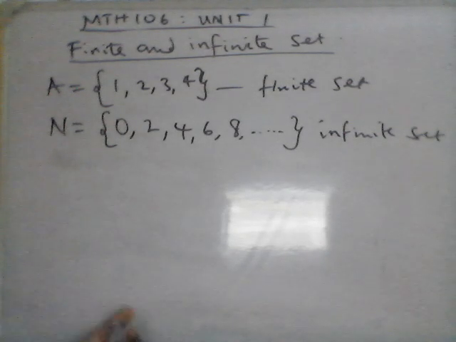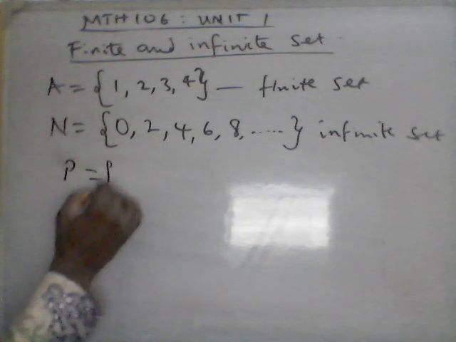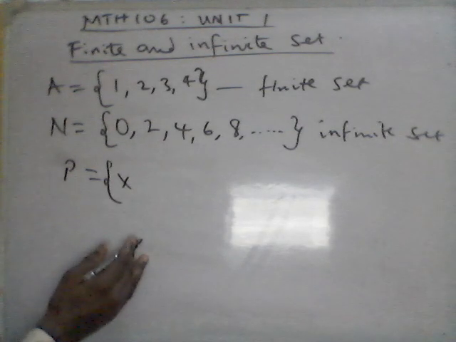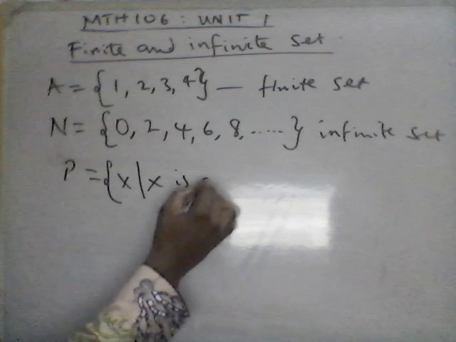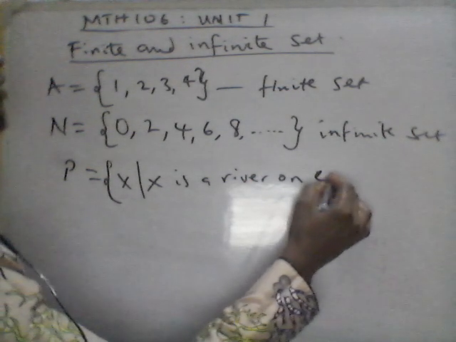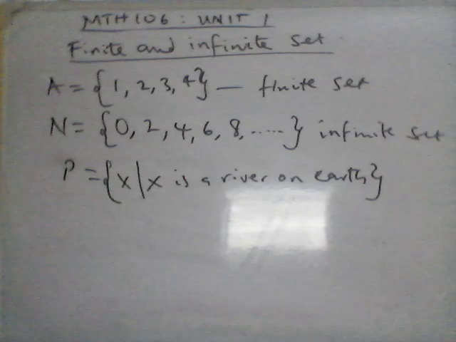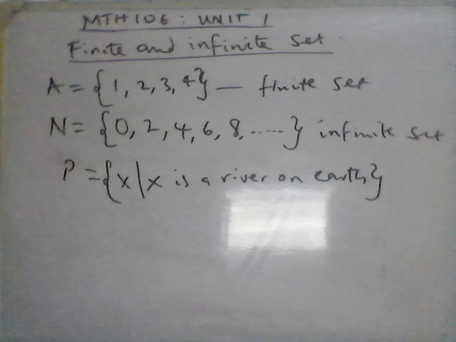So if I say let P be equal to the element X such that X is a river on Earth, what do you think this kind of set is? Is it finite or infinite? Can you quickly put it in the comment section? Although it may be difficult for us to name all the rivers in the world, P is still a finite set because we cannot have more rivers than actually exist on Earth. So we move on to the next one.